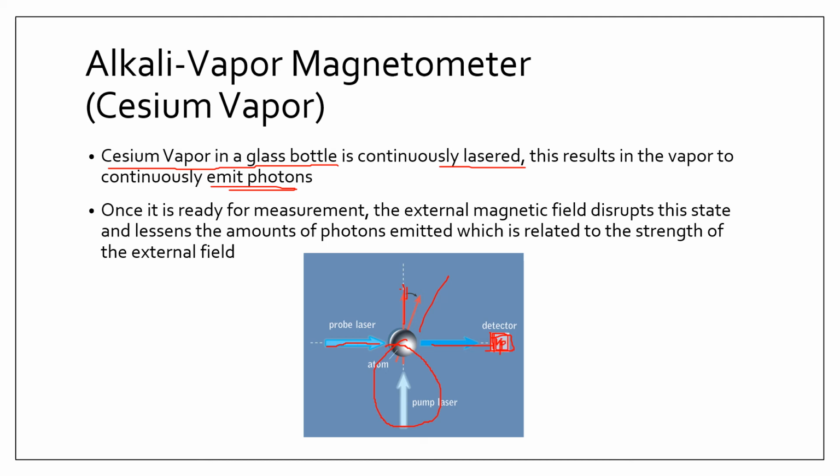While the vapor is being continuously lasered, it has a high visibility. But once it is exposed to the external magnetic field, the state will be disrupted, and this will change the amount of photons being emitted, and it will change the visibility of the vapor, and this will be detected by the probe laser, which is paired with a detector. The amount of disturbance is related to the strength of your external magnetic field.